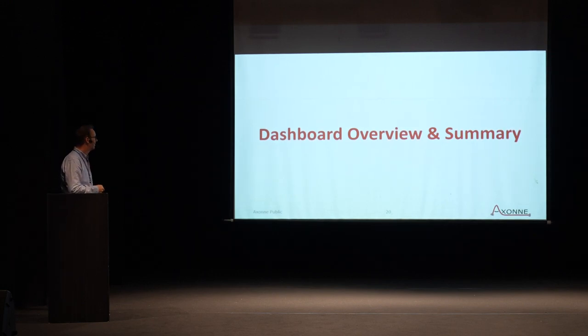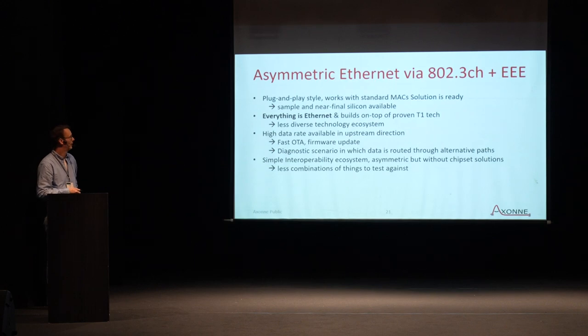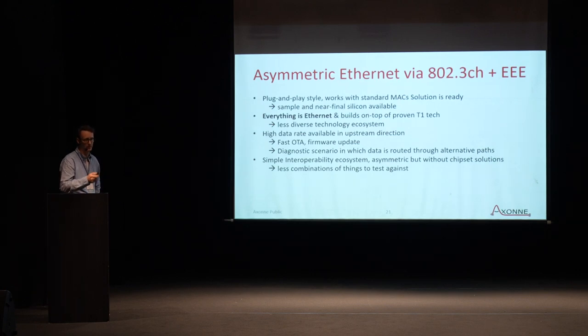Now two remaining slides. Just a bit of overview. This is specific again to 802.3ch. The advantage of using 802.3ch and energy efficient Ethernet, given it's autonomous energy efficient Ethernet, is that it's some sort of plug and play thing. You plug it into existing SoCs which happen to have some XFI, or you use XGMII, and it just works.